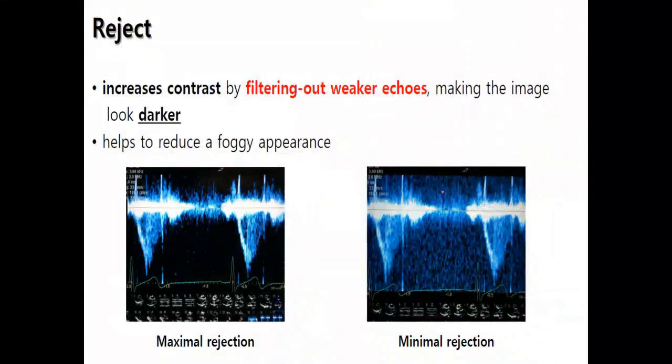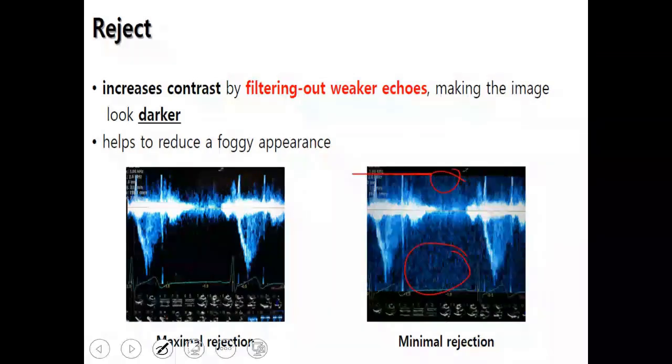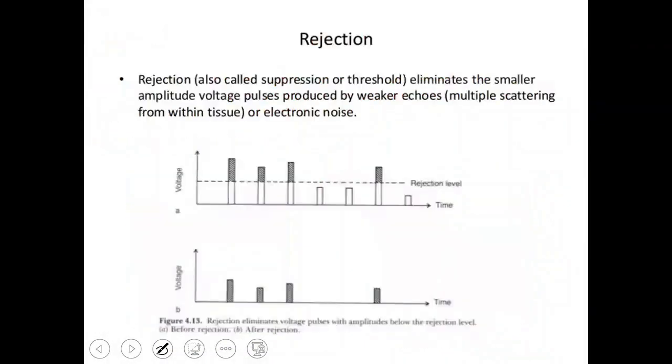There is something called reject. What is reject? It is the process of filtering out the weaker echoes that come to it. Of course, there are echoes of weak signals that create a fuzzy appearance or cause noise like this, so it can reject these weak signals and improve the signal or enhance the appearance by removing the existing noise.